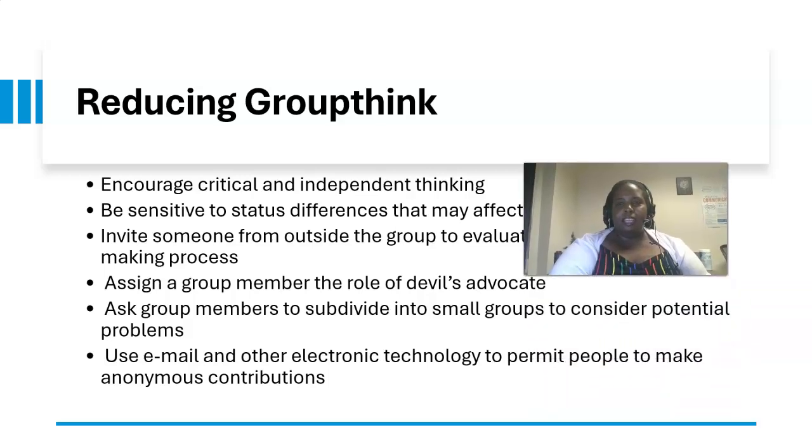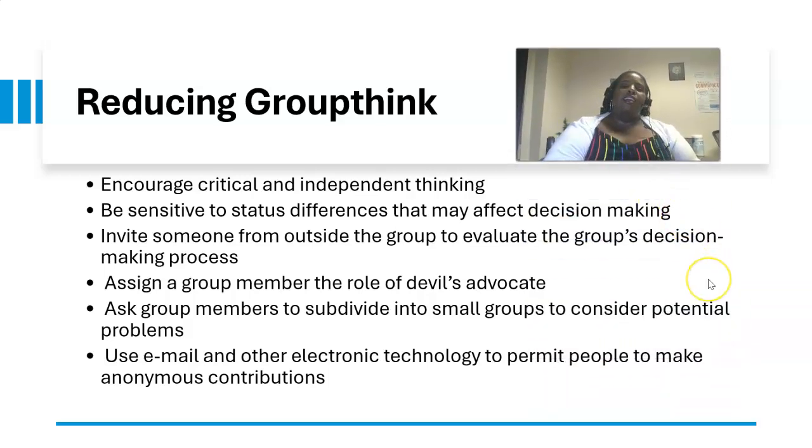All right, so here's how we reduce groupthink. Encourage critical and independent thinking. Be sensitive to status differences that may affect decision making. Invite someone from outside the group to evaluate the group's decision making process. I can be that person for you guys as well. Assign group members the role of devil's advocate.